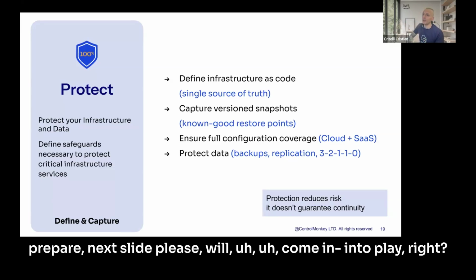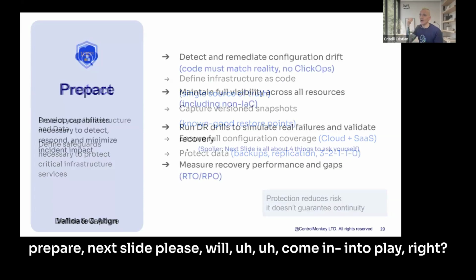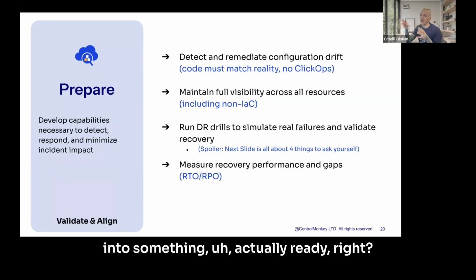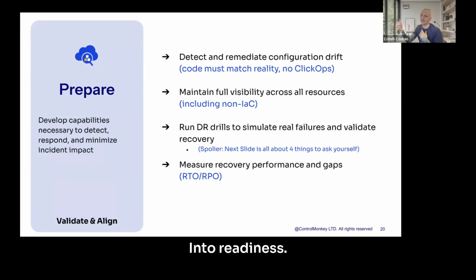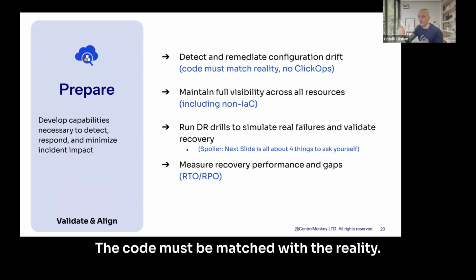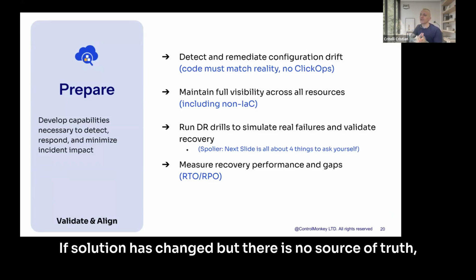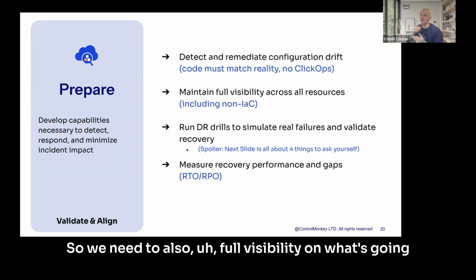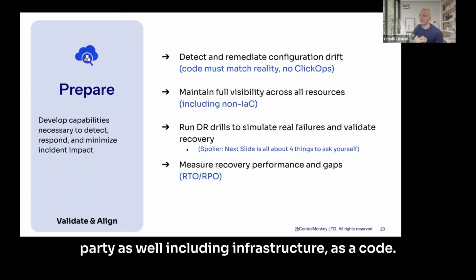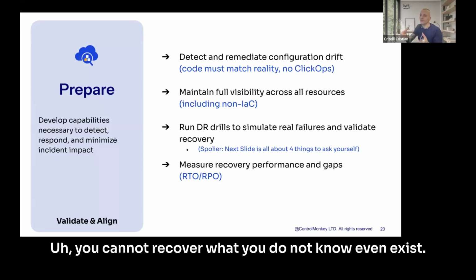And that's where prepare, next slide, please, will come into play, right? Prepare is where we turn the protection into something actually ready, into readiness. So we need to detect and remediate the configuration drift, for example. The code must match the reality. If production has changed, but there is no source of truth, then how are we going to do anything about that, right? We also need full visibility on what's going on with the resources that we have, including third party as well, including infrastructure as code. You cannot recover what you do not know even exists.